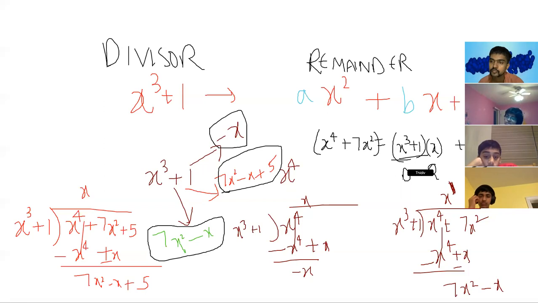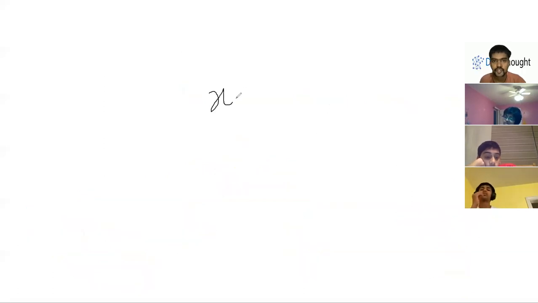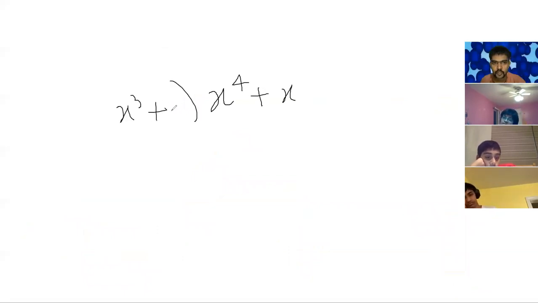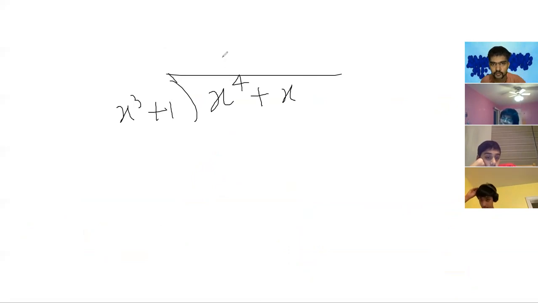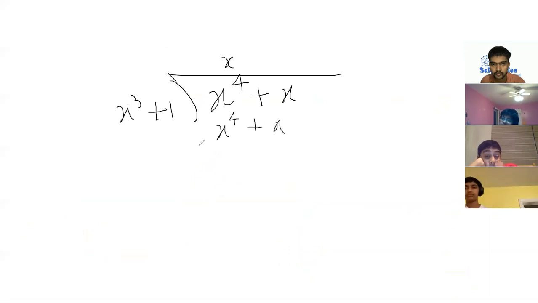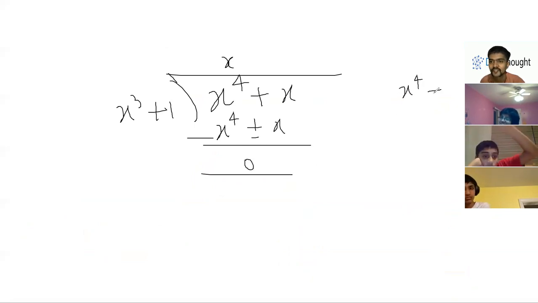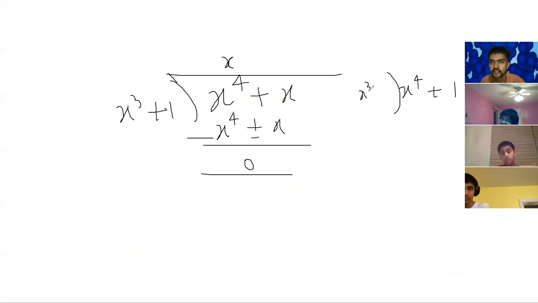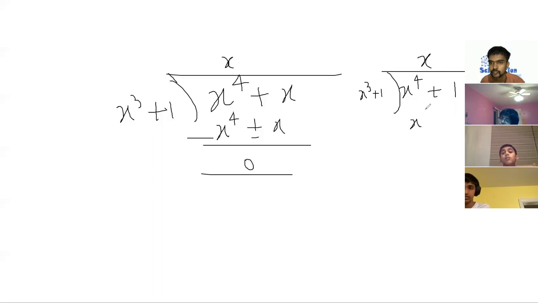Wait, hold on. What was the original dividend again? Okay, see here. X power 4 plus x cube plus 1. What do you take as the quotient? You can just write x and the remainder would be 0. Oh my god, it's the perfect problem. Now, Chinmay, if I take this one, what will you take as a quotient? X.